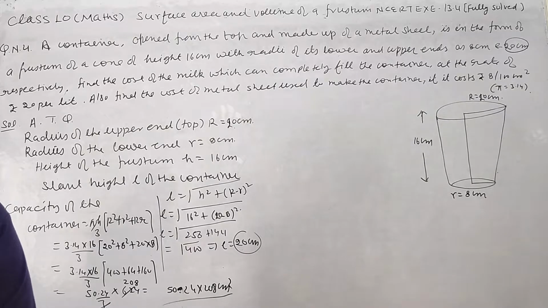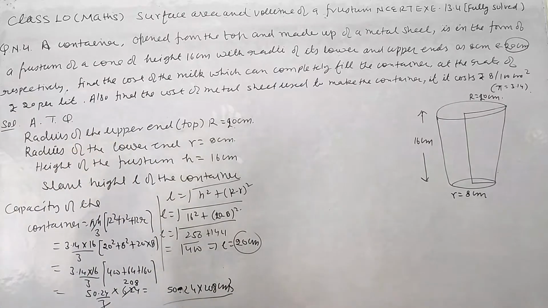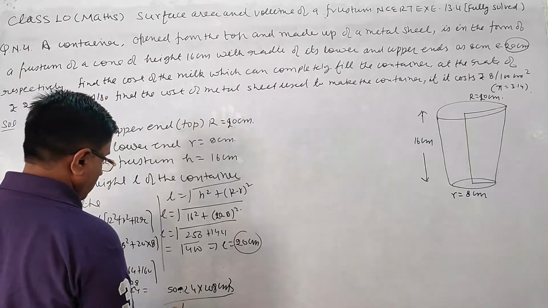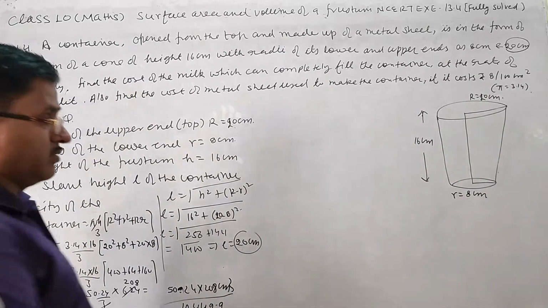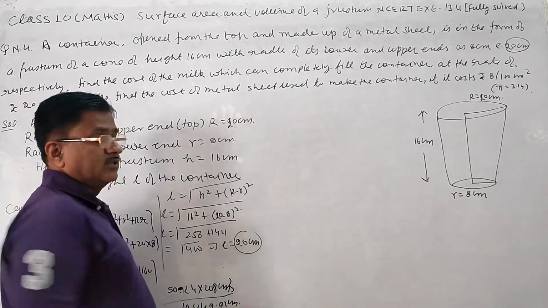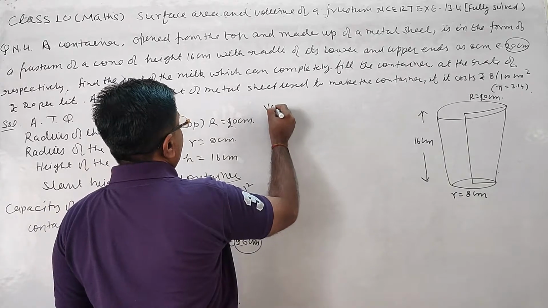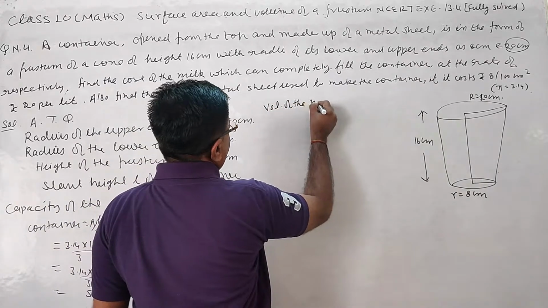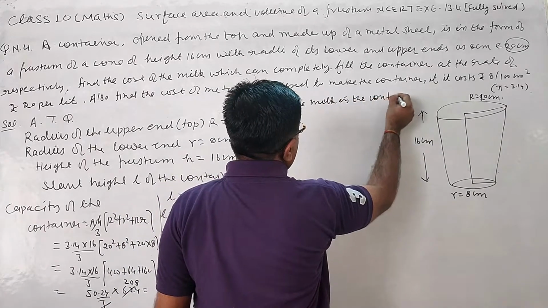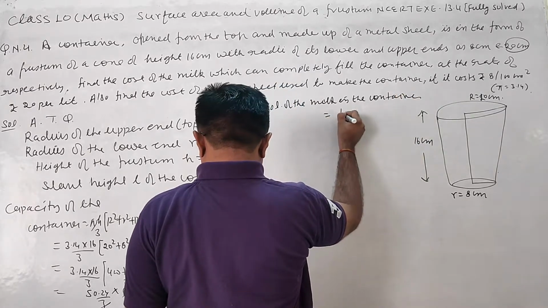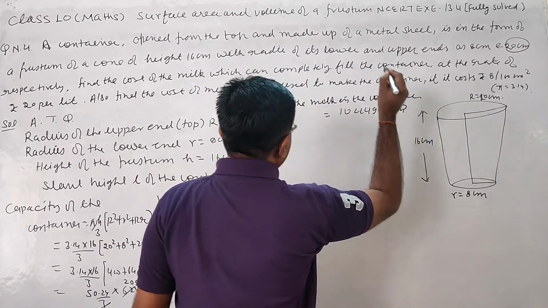We get the volume of the milk. So if you multiply, that will give you 10449.92 cubic centimeter. This is the volume of the milk in the container. So volume of the milk in the container is equal to 10449.92 cubic centimeter.